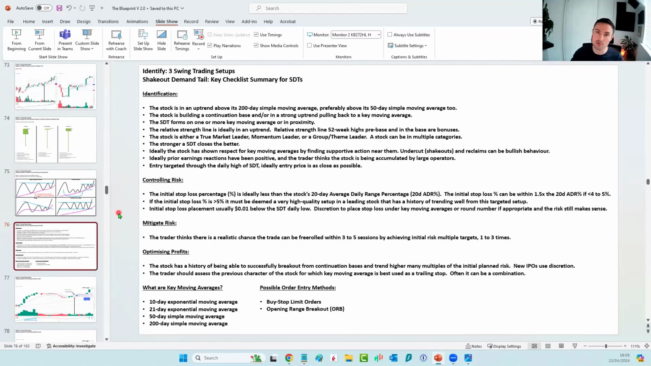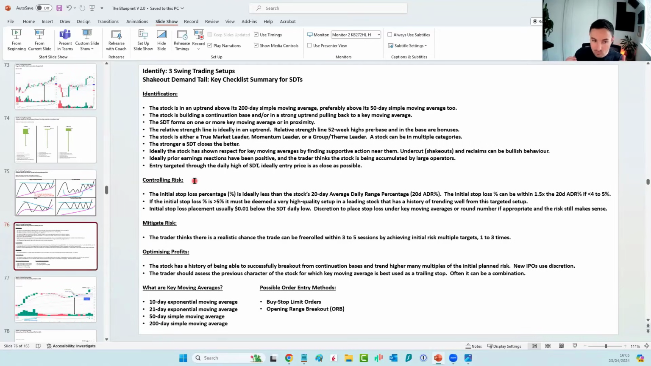So some of the keys there, as I was saying, we're looking for a strong stock. We're going to talk about leadership. We're going to talk about relative strength, certainly as we progress throughout this course. But we're looking for them to occur in the context of common chart patterns and/or pulling back to one or more key moving averages. Most notably, those moving averages are going to be 21-day EMAs and 50-day simple moving averages. I'm just going to highlight the controlling risk here.